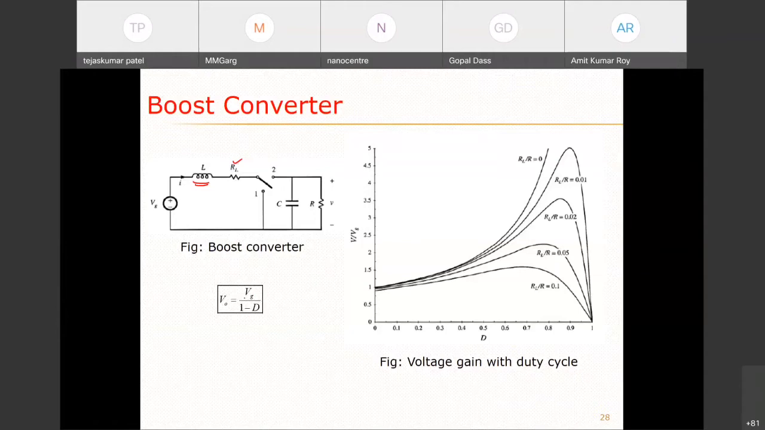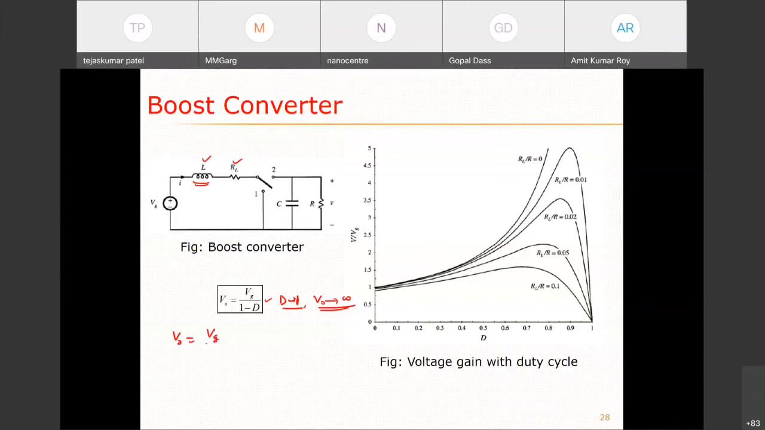Okay, so in the boost converter, this is the inductor, and RL is basically the resistance or ESR of this inductor. So how does the behavior change? Ideally we all know that the output voltage of the boost converter is Vg upon 1 minus d. So if duty cycle reaches 1, then output voltage should tend to infinity, right?